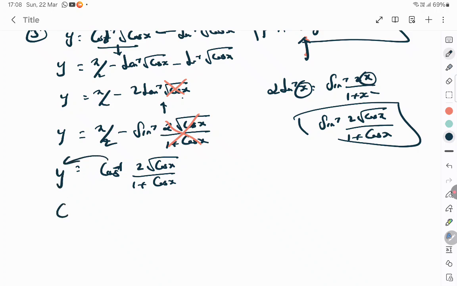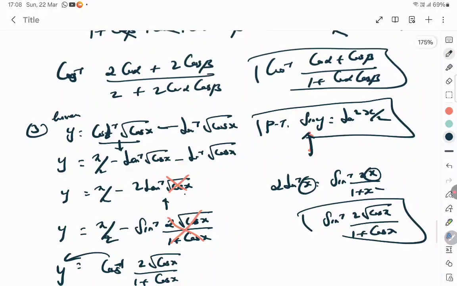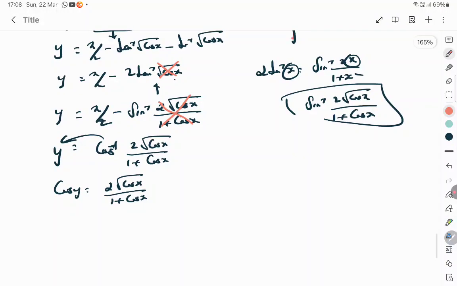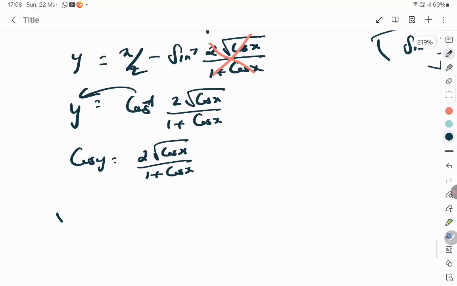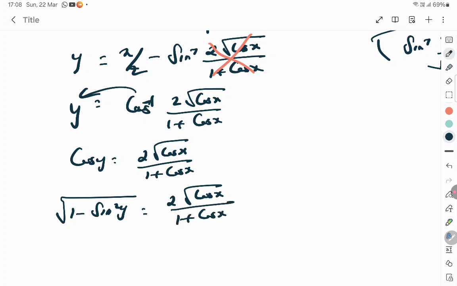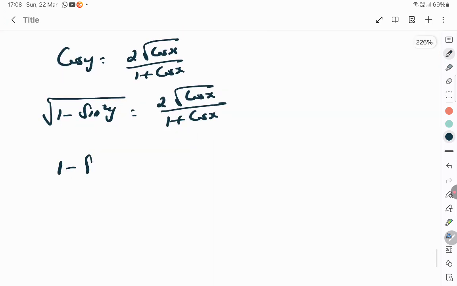And take this to the other side, you get cos y is 2 root cos x by 1 plus cos x. The beauty is you want a sin y. Can you see, prove that you want a sin y. And you already got a cos y, and you know by identities, cos y is root of 1 minus sin square y. So you can write 2 into root cos x by 1 plus cos x, and now you can square both sides. 1 minus sin square y is 4 cos x by 1 plus cos x the whole square.